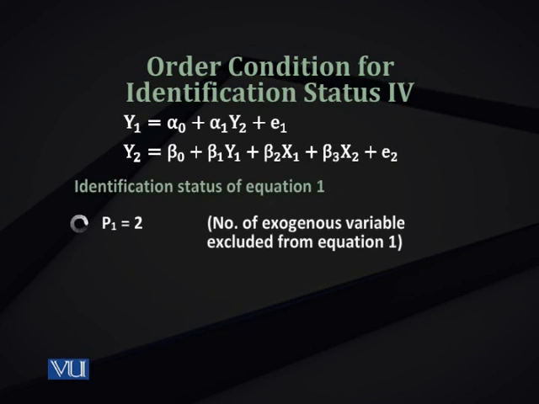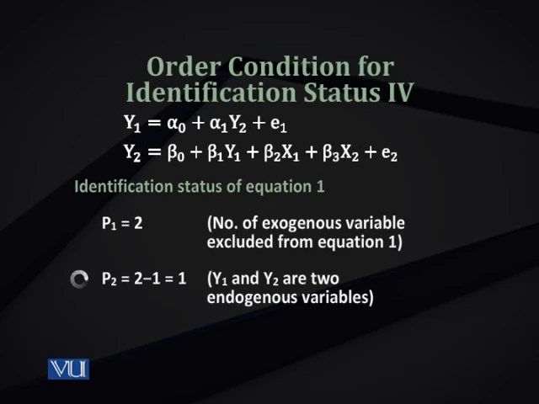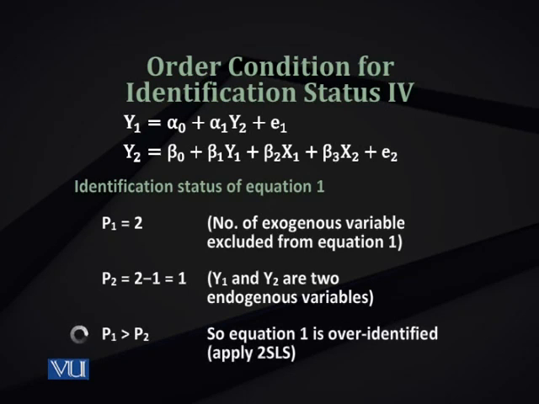So this means the value of P1 is 2 for equation 1, and the value for P2 is 1, that is 2 minus 1, number of endogenous variables minus 1. As P1 is 2 and P2 is 1, P1 is greater than P2, and the order condition states that if P1 is greater than P2, the equation should be over-identified, and it is over-identified. So we normally apply 2SLS or some other technique.